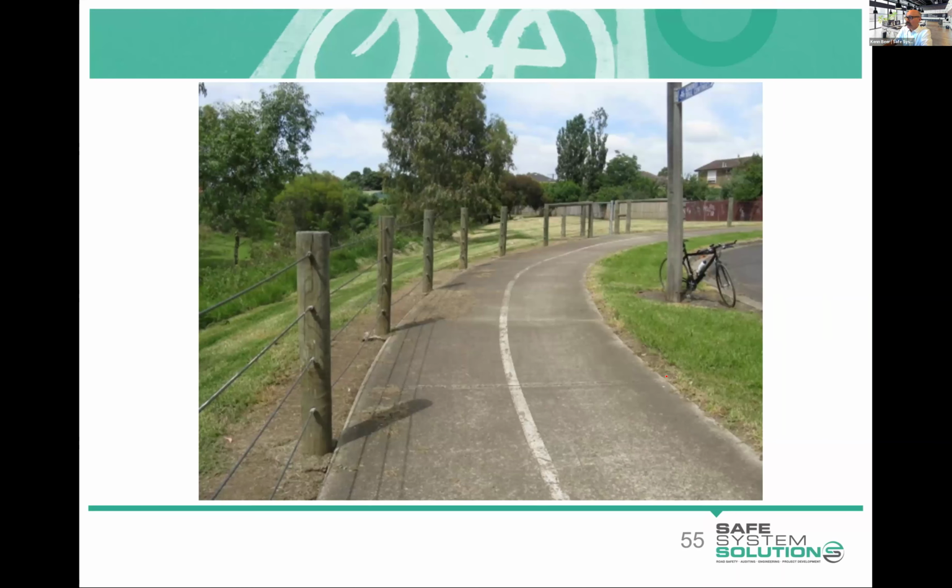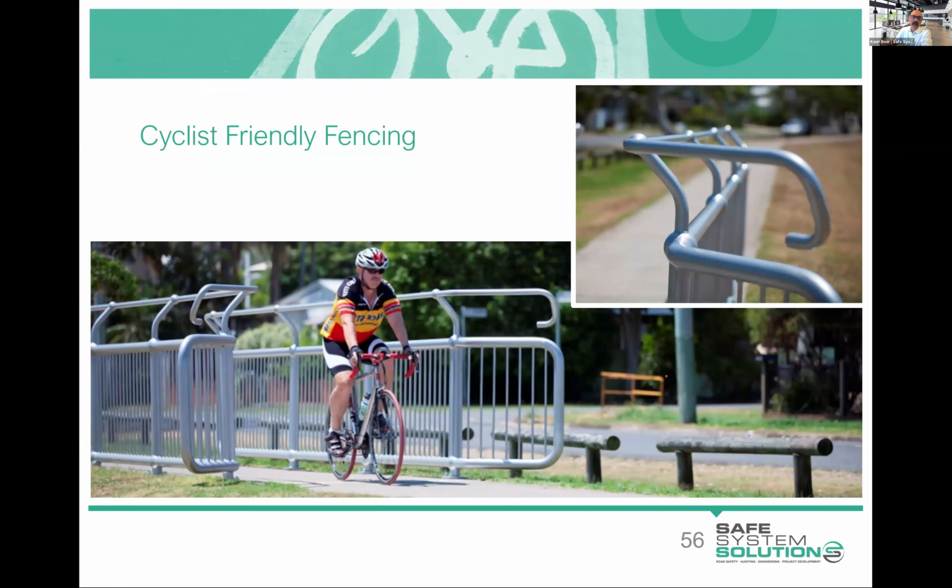And I mentioned catching a handlebar or a pedal. Certainly the fencing that is used, and the choice of fencing, needs to be cyclist friendly in these shared paths or cycleway environments. So this one would snag a rider if they went into it. Something like this is the cyclist friendly fencing, where it provides a longitudinal facility for a cyclist's shoulder or hip to run along, as opposed to snagging.